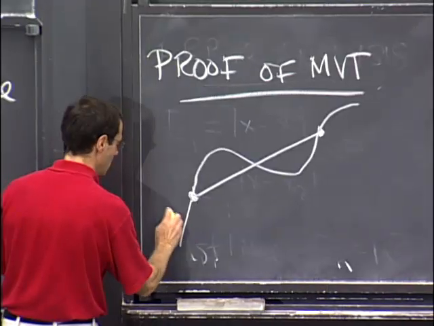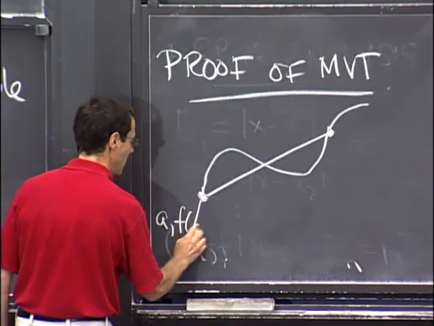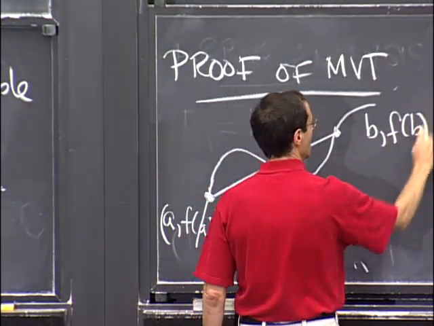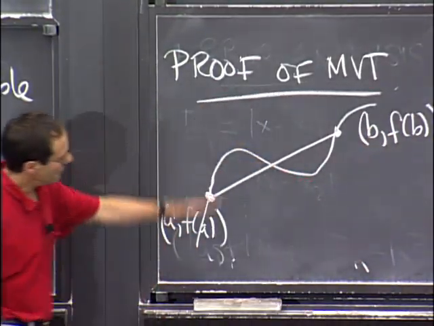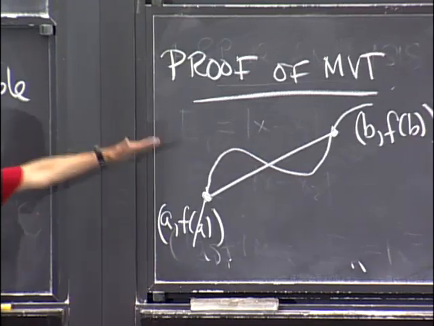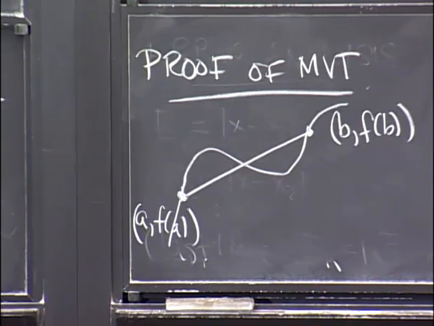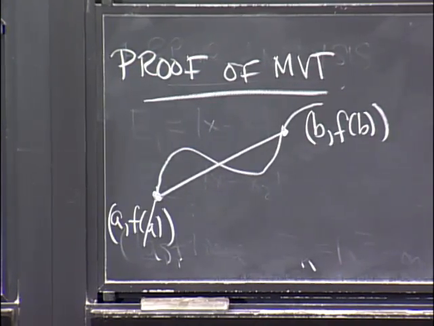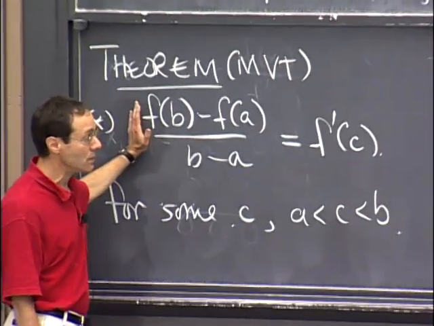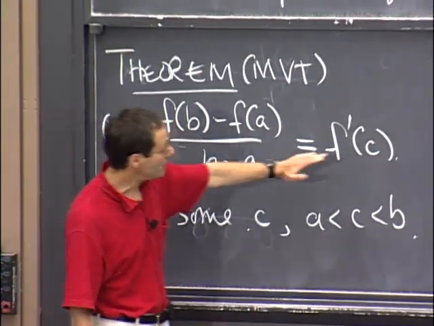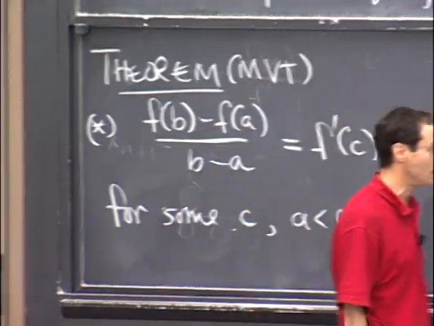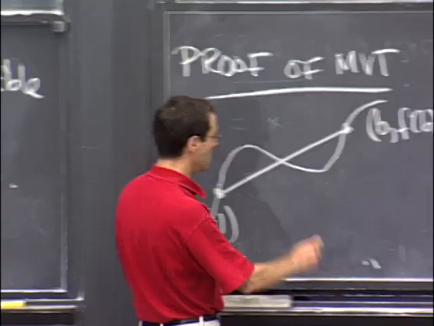So this is a comma f of a down here. And this is b comma f of b up there. And this segment is the secant, and its slope is the slope that we're aiming for. The slope of that line is the left-hand side of this formula here. So we need to find something with that slope. And what we need to find is a tangent line with that slope, because what's on the right-hand side is the slope of a tangent line. So here's how we construct it.